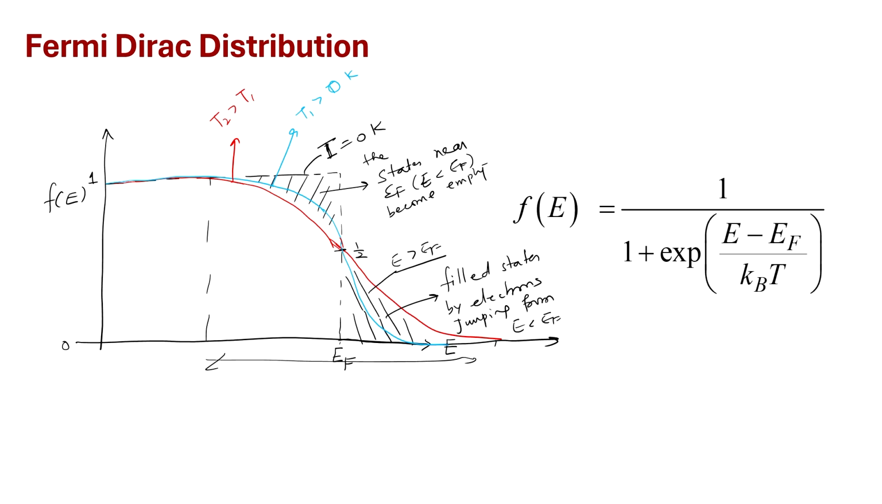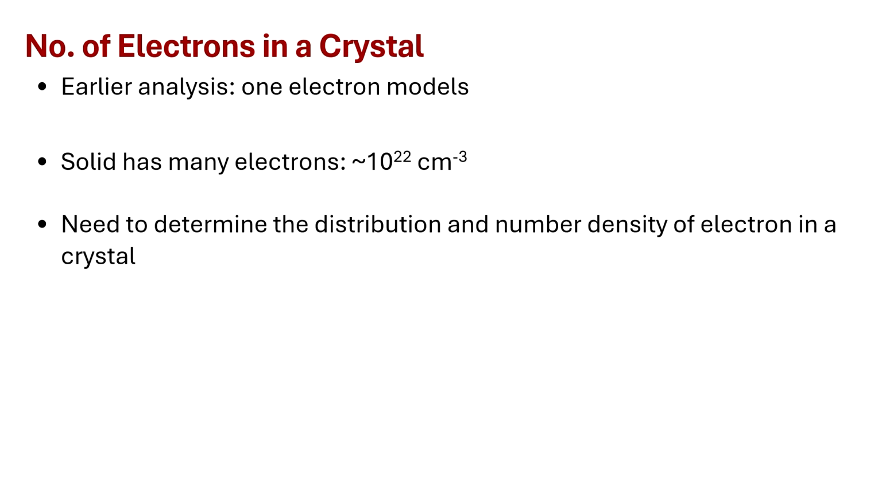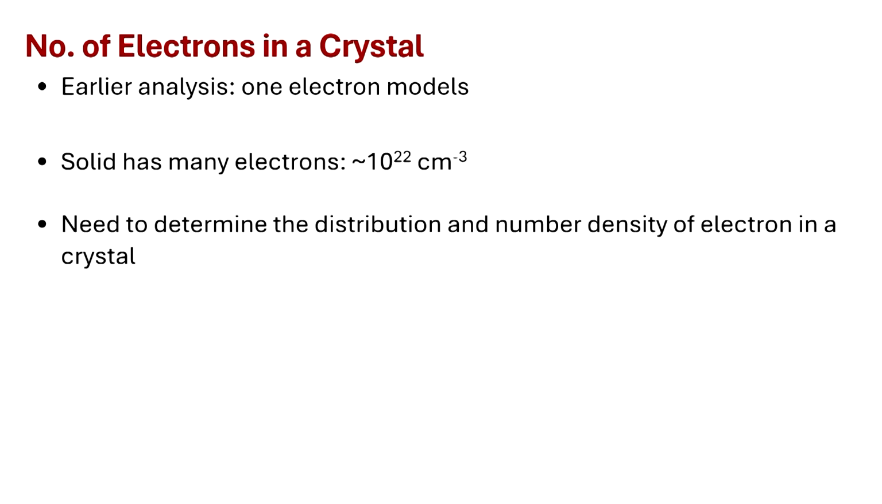So, it tells you the probability distribution of energies for a large ensemble of electrons as a function of temperature. In the earlier analysis that we saw, most of the models considered only one electron, but a solid has many electrons, about 10^22 or within that ballpark figure. That is a very large number. Per centimeter cube you can have about 10^22 electrons. So, there is a need to determine the distribution, the number density of electrons in a crystal.